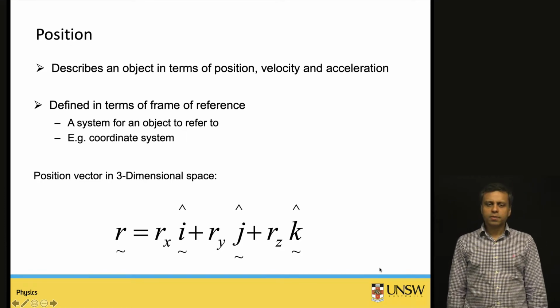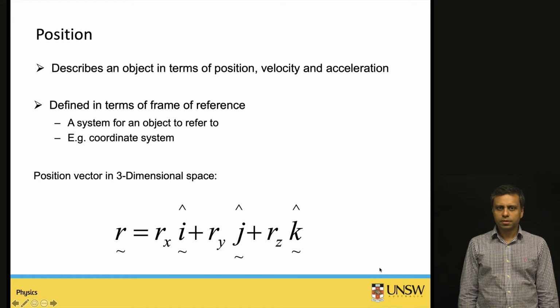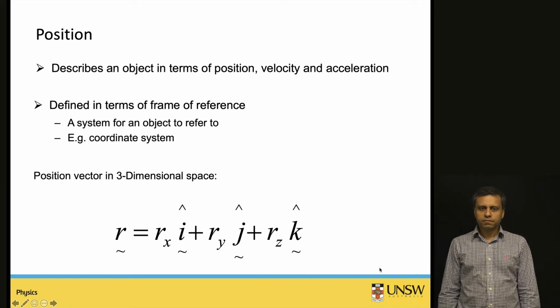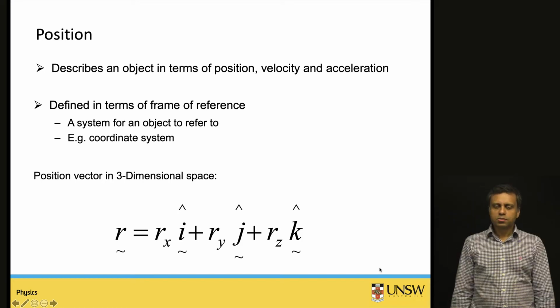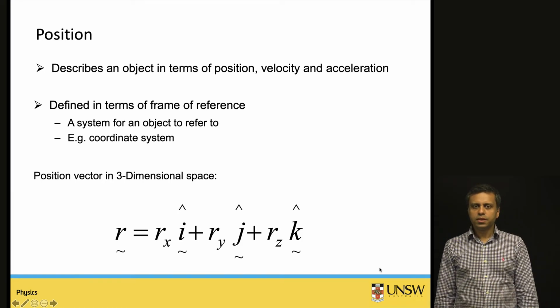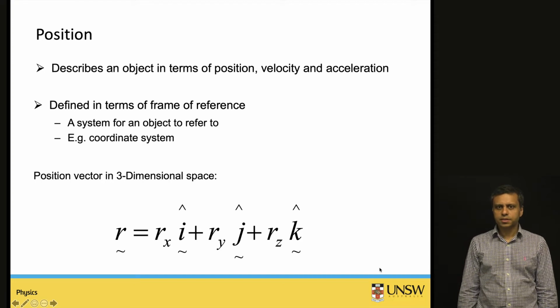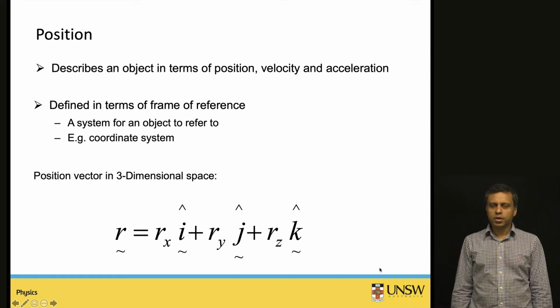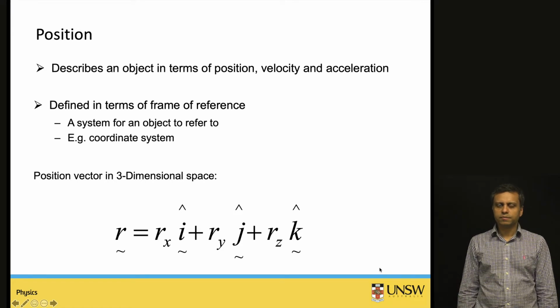So the first quantity that we will describe is the position. In order to describe the motion of an object, we need to describe the position of an object. We will also define two other quantities, velocity and acceleration. But first, let us deal with position. To describe the position of an object, we need a reference frame or a coordinate system. We also need an origin because we need to point out the location of the object relative to the origin.